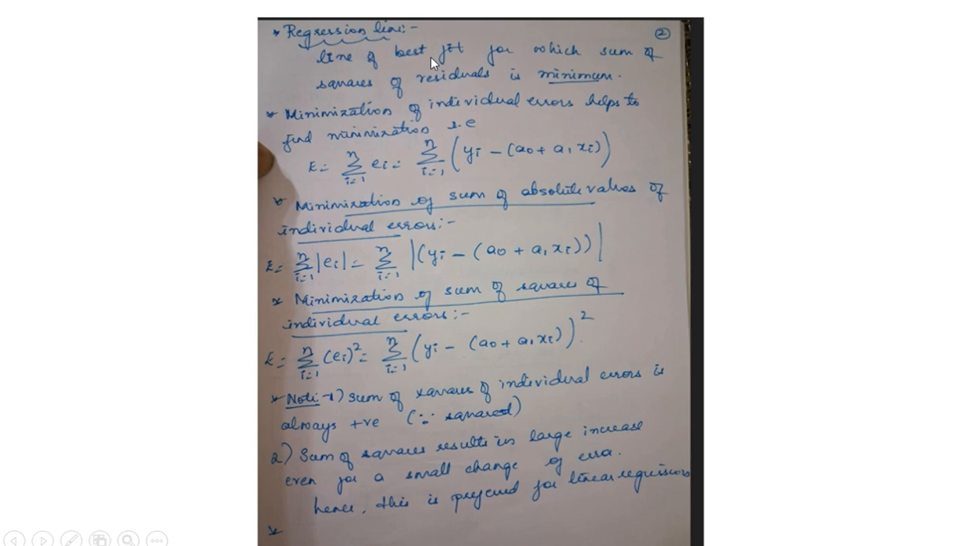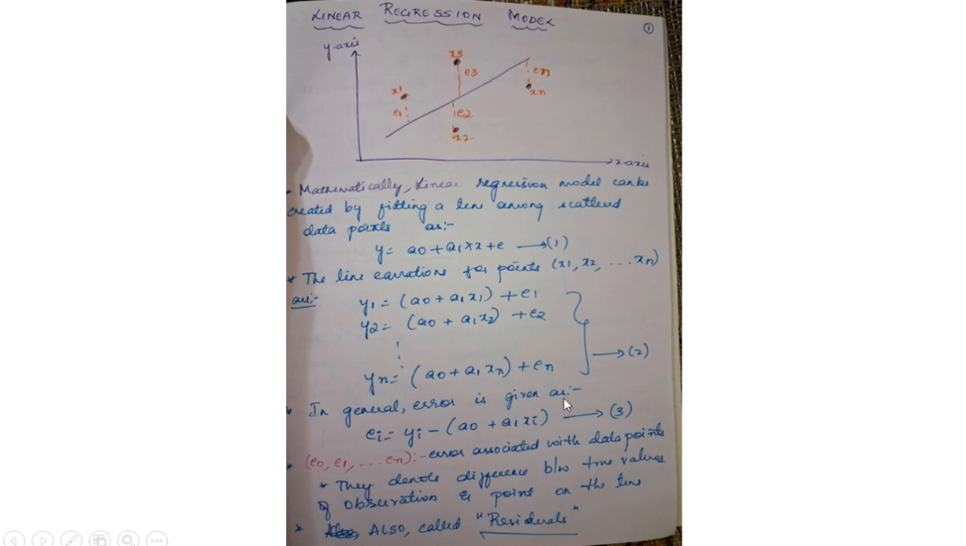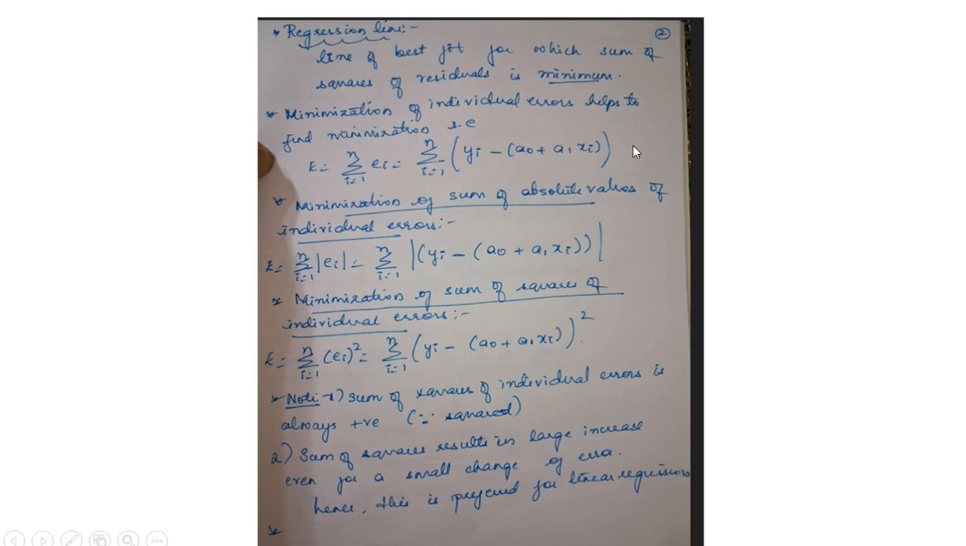Now what is the regression line? As I said, the regression line is the line of best fit where the sum of the squares of the residuals is minimum. That means the sum of the squares of the residuals, e1 square plus e2 square up to en square, is minimum. So how do you write it mathematically? I already got this equation here, in equation 3, so just write it again here.